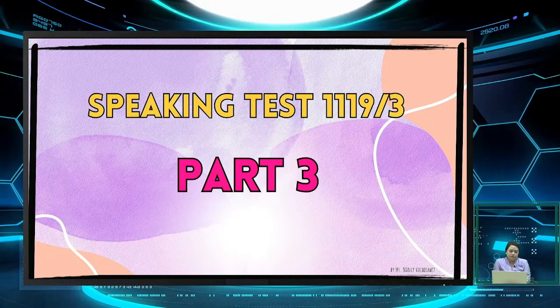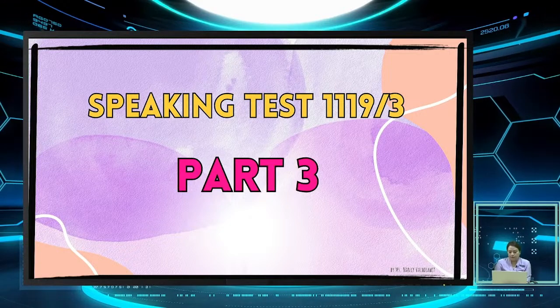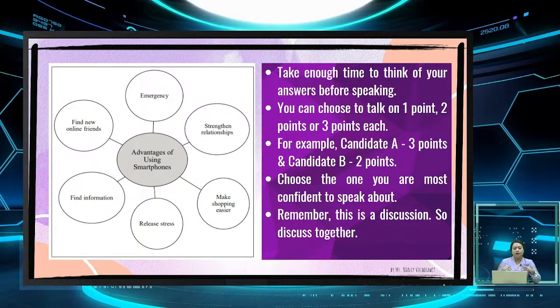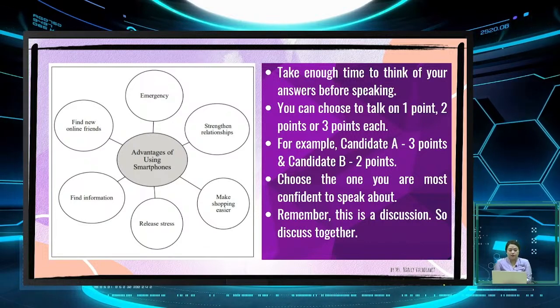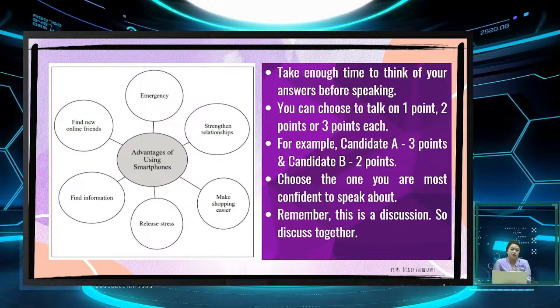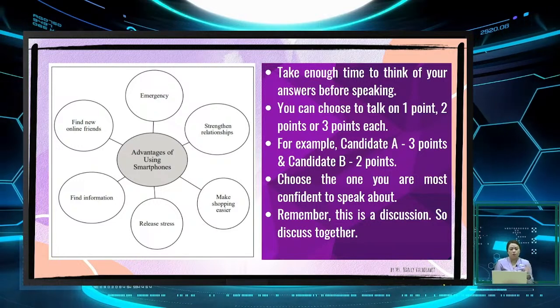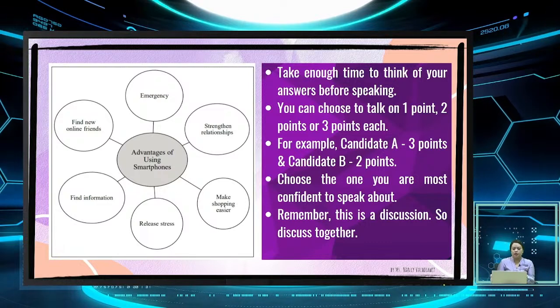Okay. So moving on to part 3. Part 3 is the most difficult one. So you will be given a question like this. Advantages of using smartphones. You will be given 6 points. Both of you, candidate A and candidate B.